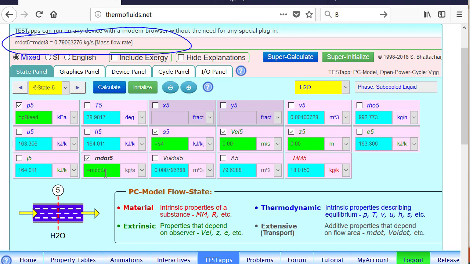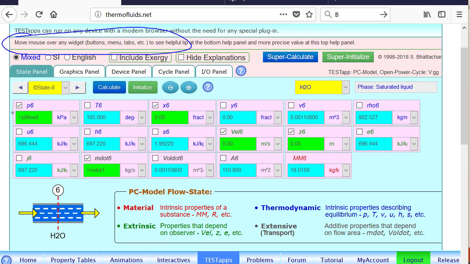Also, it's isentropic, therefore S5 equals S4. If you go to state 6, we find it's the exit state of the feed water heater. Again, the pressure is known and the mass flow rate is known. Also, the quality we know has to be 0, so the state is completely determined.